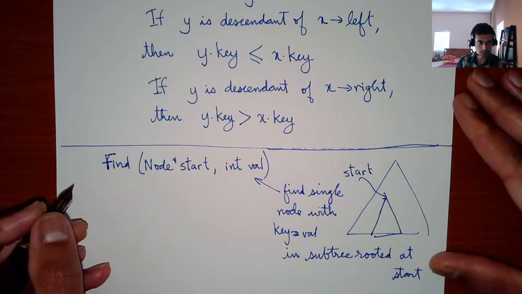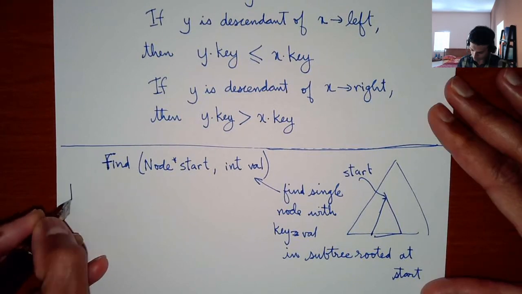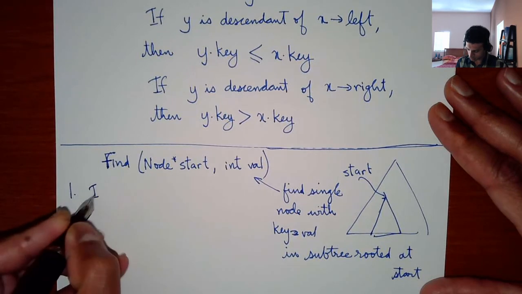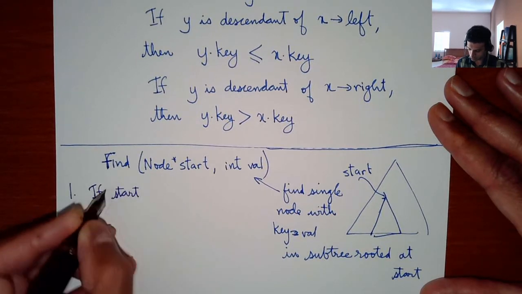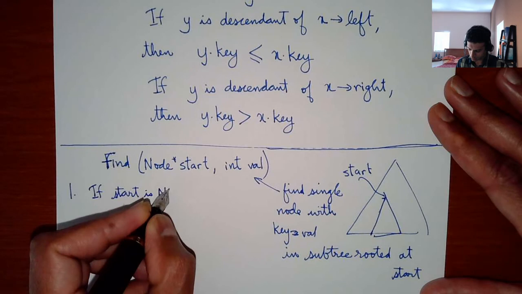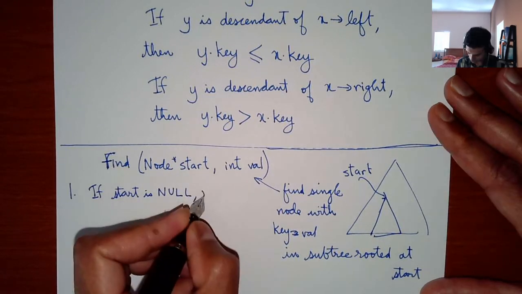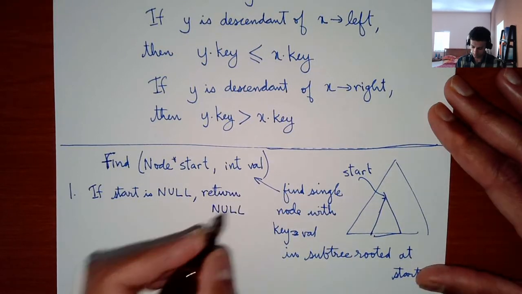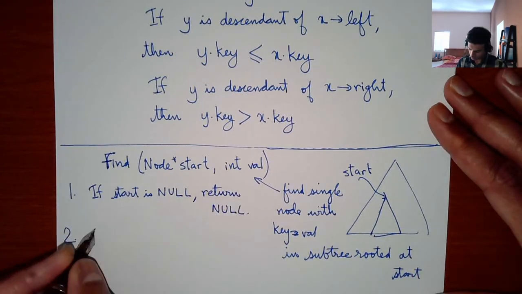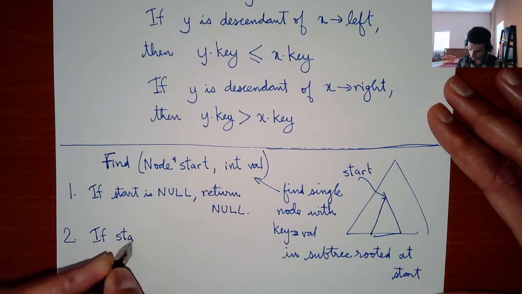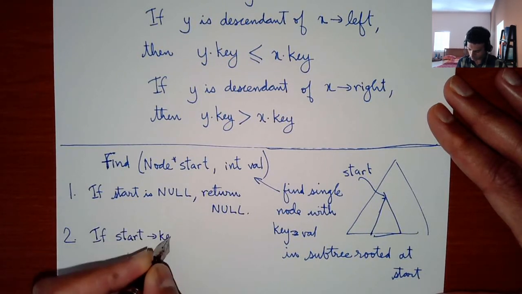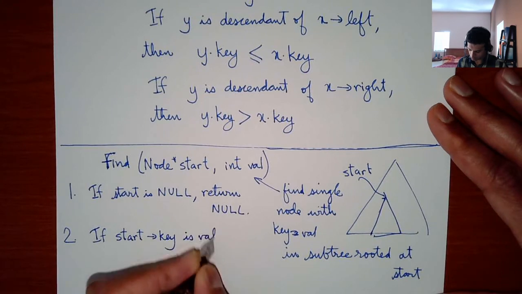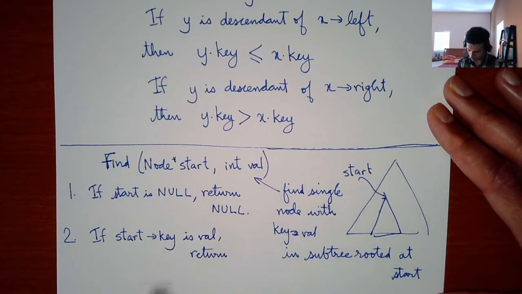I'm going to write things in English pseudocode. I will give you my C++ code that you can look at. So for the base case, if start is null, then you just return null. If the key of start is val, then you simply return start, because then you found the node.